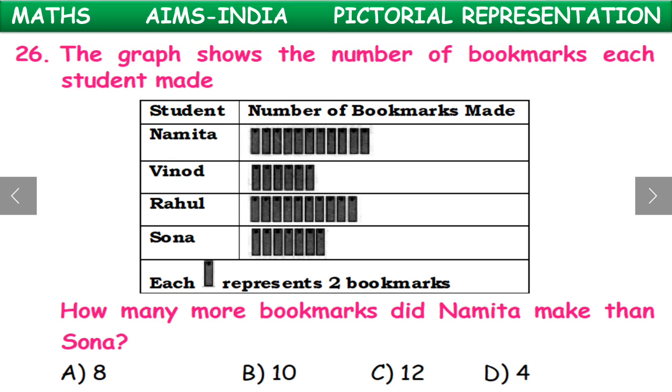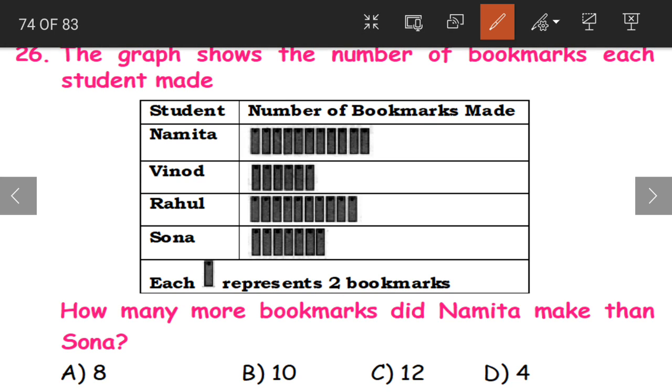Question 26. The graph shows the number of bookmarks each student made. How many more bookmarks did Namita make than Sona? We have to compare the two students, Namita and Sona. How many bookmarks did Namita make? 1, 2, 3, 4, 5, 6, 7, 8, 9, 10, 11. The important point here is that each picture represents 2 bookmarks. So 11 into 2 is equal to 22. Namita made 22 bookmarks.